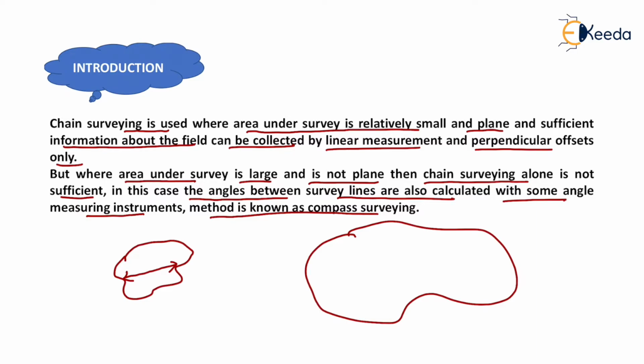We have to do the compass surveying of that area and we have to find the angles between the survey lines so that sufficient information about the area can be obtained. That's why with the help of chain surveying and compass surveying, we can completely get the information about this area.